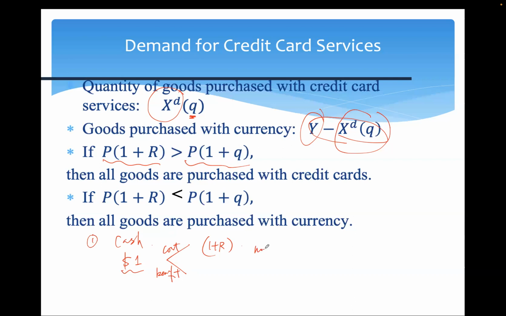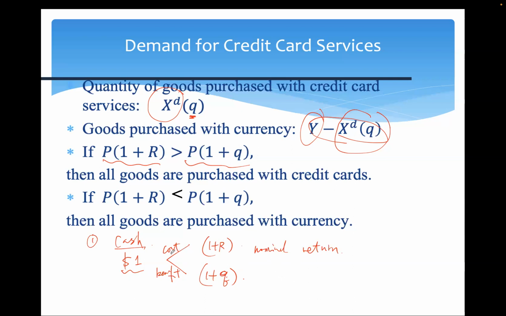This is a nominal return, right? Because I have to keep cash, I won't deposit my money in the bank. And what's the benefit if I use cash? I'm going to avoid the credit card service. So this Q is just the additional cost, right? So I avoid this cost.